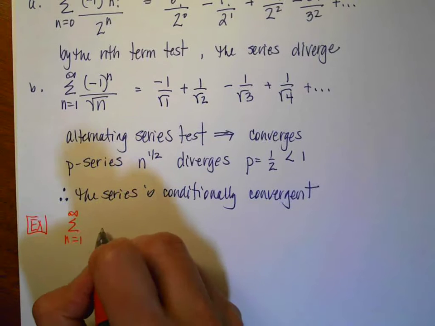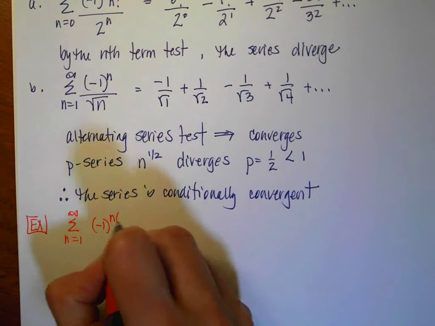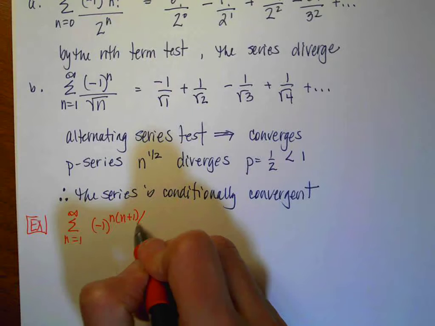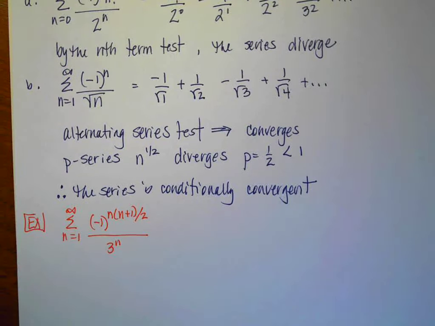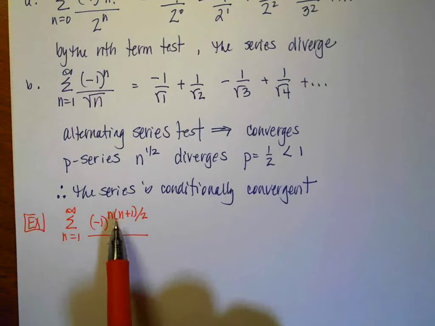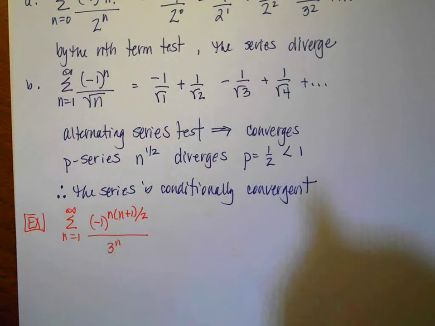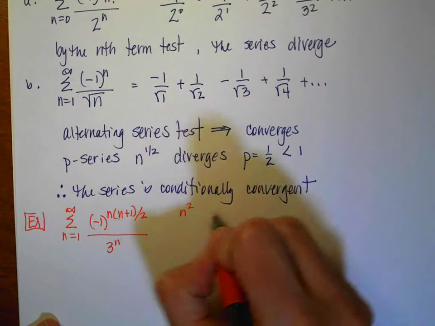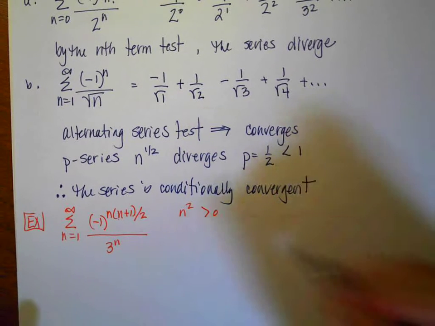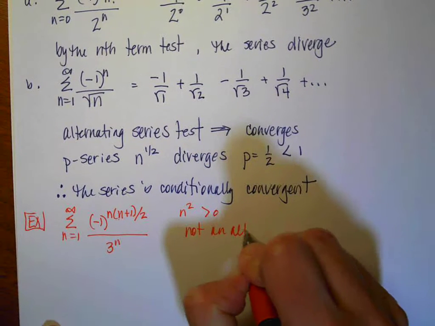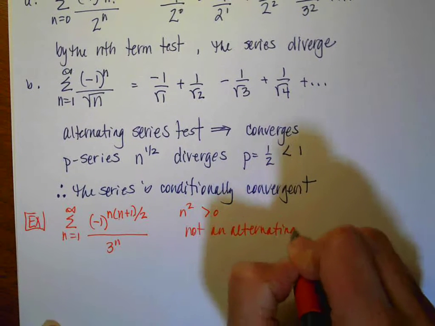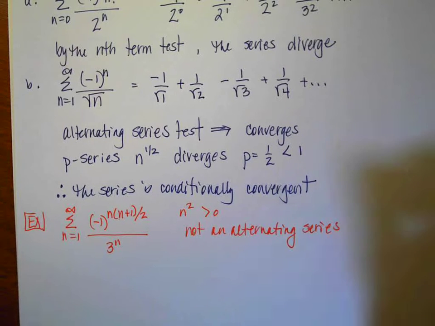All right, so if we move back into the red zone, our first example is going to be the sum from n equals 1 to infinity of negative 1 times n plus 1 divided by 2. Well, that's a hairy looking beast, over 3 to the n. But if you'll notice, on this one, I'm going to have n squared, which means that I'm probably going to always have the n squared making it positive, which is kind of cool. So this is not an alternating series because the signs aren't going to change.